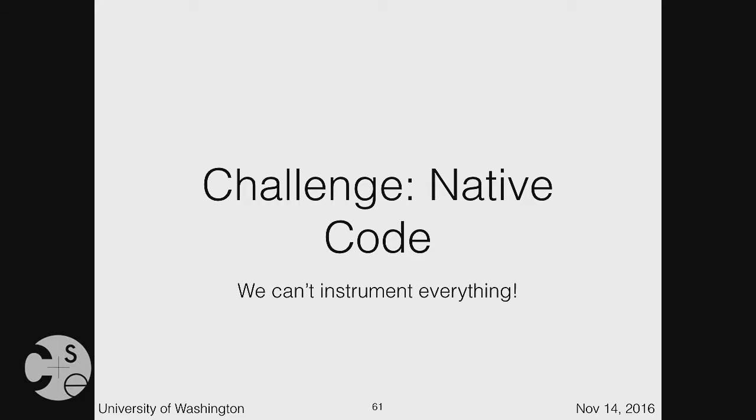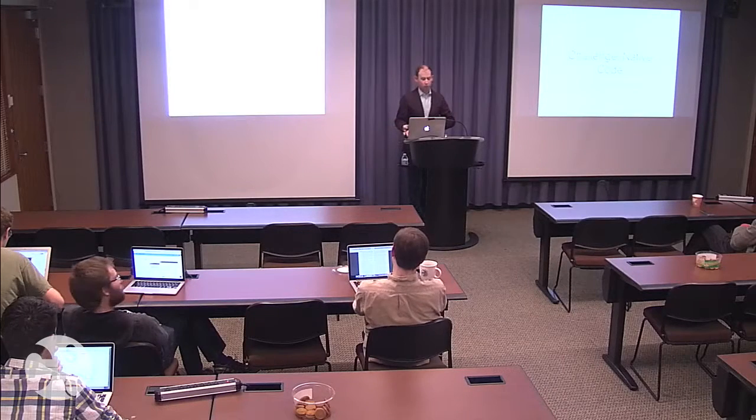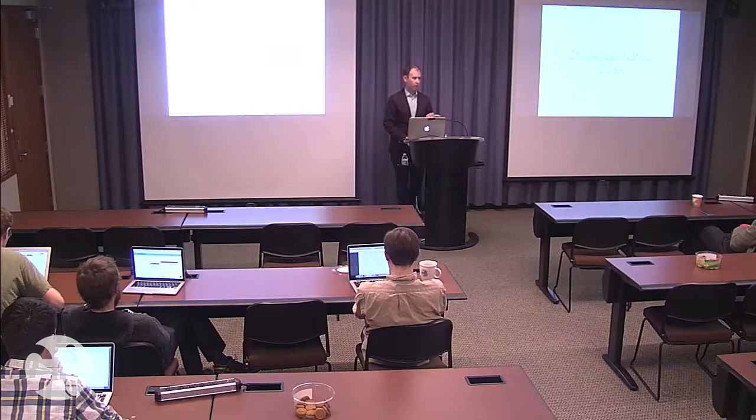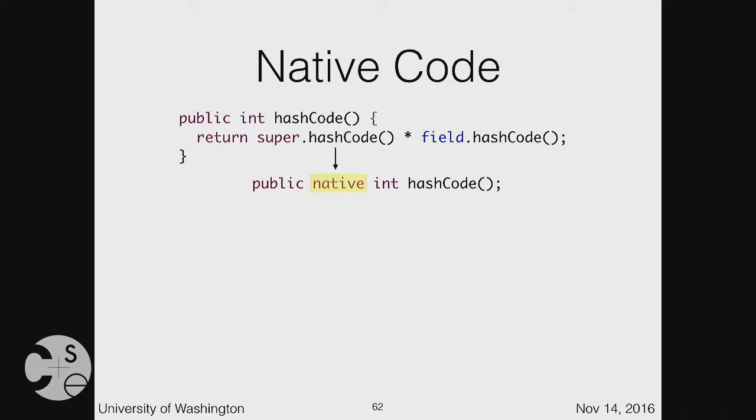So the last big question mark is native code, right? We can't instrument everything. It's possible to implement functions in C or C++, and we're only doing bytecode manipulation. What do we do with that? So two problems: one, make it not segfault, and two, have some sort of reasonable propagation here. Here's an example of a call to a native method, hashCode. It's native. We can't change it.